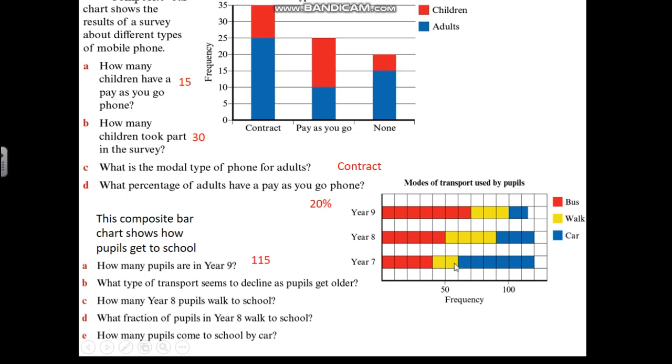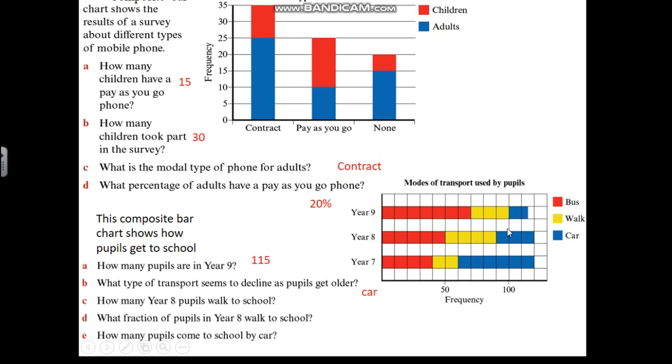Walking, we start with 20, then it goes up to 40, then it goes down to 30, so it's certainly not declining. And car starts with 60, goes to 30 and then 15. So decline means going down. So which type of transport seems to decline? Well, that is car.